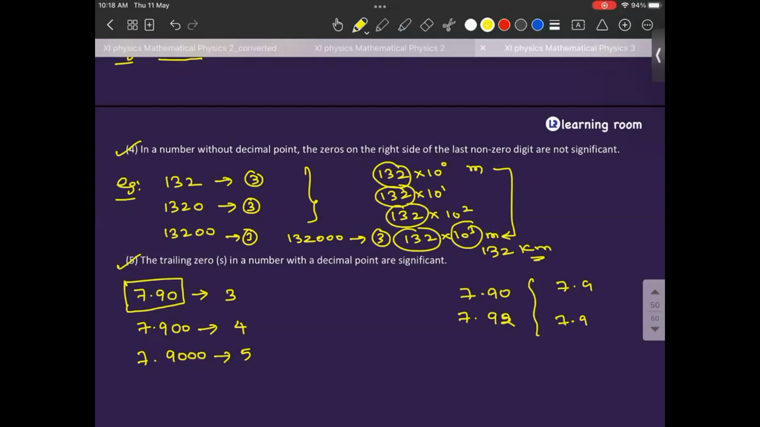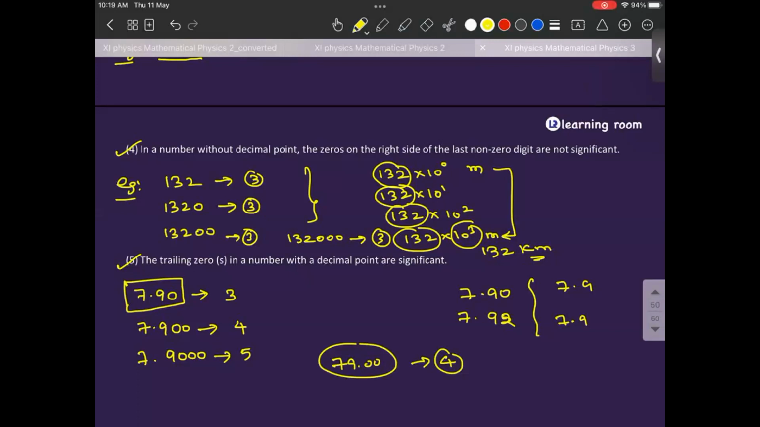Sir, what if it's 79.00? 79.00? Yes, sir. Those 2 zeros are important. So it is 4. They are 4. Did you understand why it is 4?